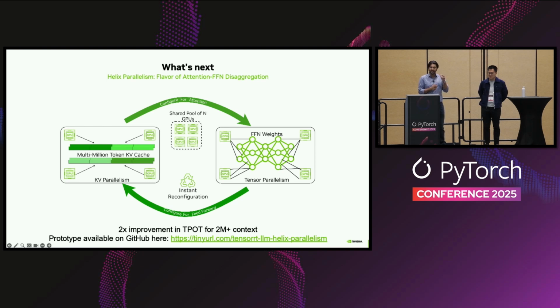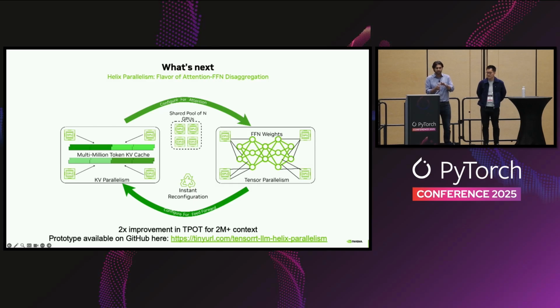This technique enables efficient context processing for really long context lengths, think like over 1 million tokens. And it can have up to a 2x uplift in end-user interactivity in these kinds of scenarios. Unlike typical disaggregation, Helix parallelism actually reconfigures the same pool of GPUs, which can help minimize operational overhead and complexity.